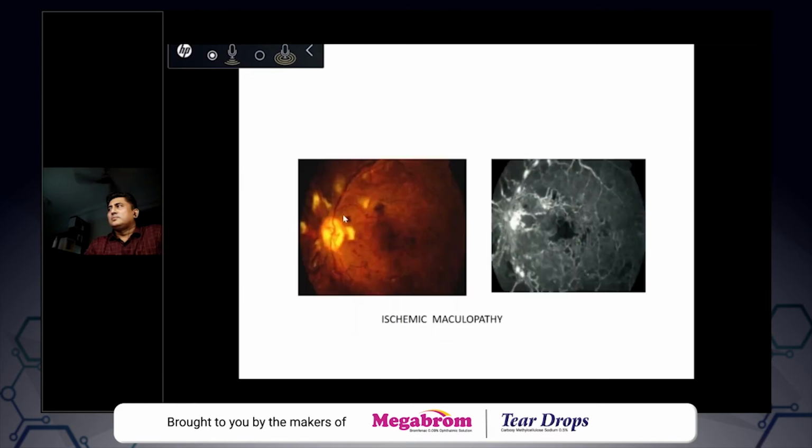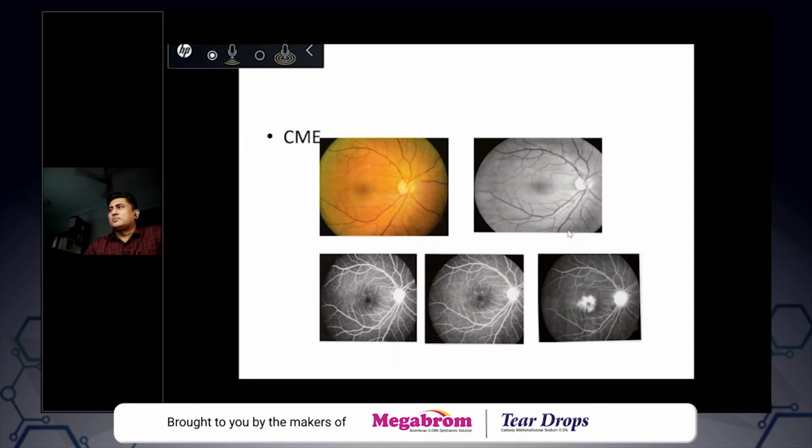And you see this patient, very ischemic, with clinical evidence because there are cotton wool spots here. So when you do angiogram, you see there are ischemic areas here. Whatever you see black is ischemic. You can see the foveal avascular zone is enlarged. So this is ischemic maculopathy. So that is diabetic maculopathy. Actually, you can differentiate it into focal, diffuse, and ischemic maculopathy.